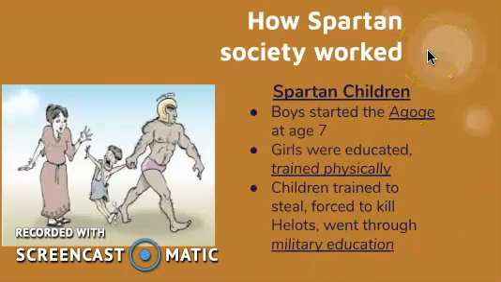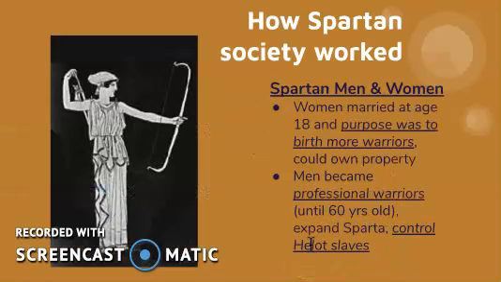How Spartan society works. Boys started the agoge at age 7. Girls were educated and trained physically. You'll see later on, right around 18, girls were expected to birth warriors. That was their job, their responsibility, their duty. Children were trained to steal and were forced to kill helots as part of their military education. Spartan women married at age 18, and the purpose was to birth warriors, like I had mentioned, so make sure you know that. It's important. Men became professional warriors until 60. So these guys were pretty tough, pretty strong in this idea of being a warrior until they were 60. They wanted to expand Sparta and control helot slaves.